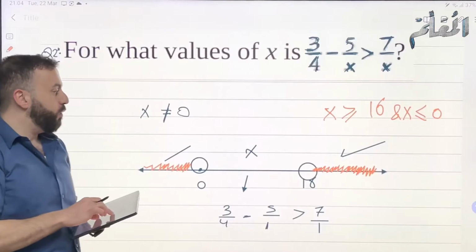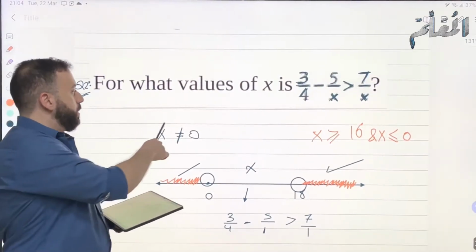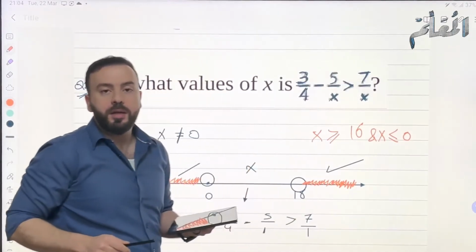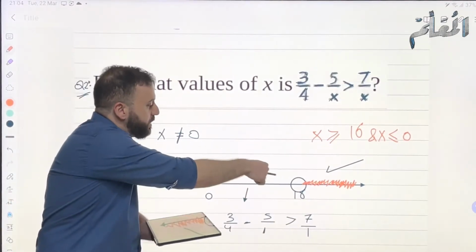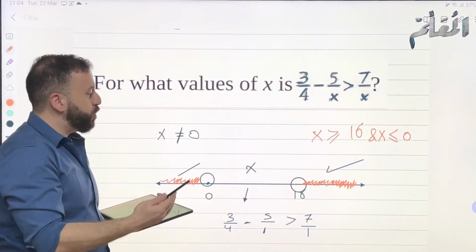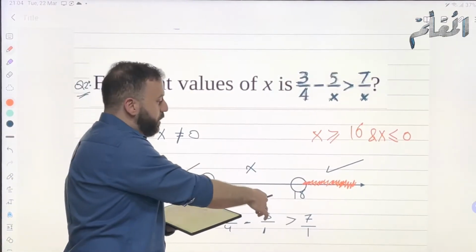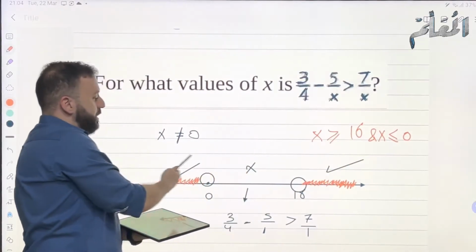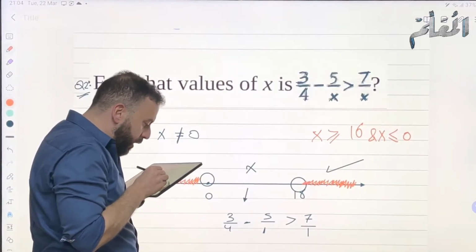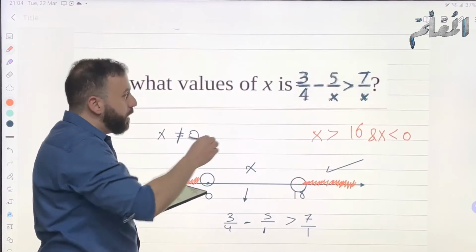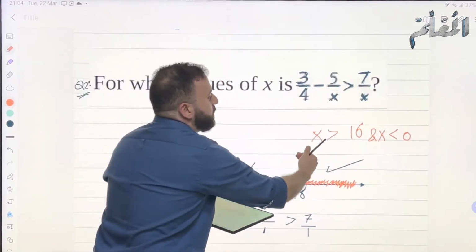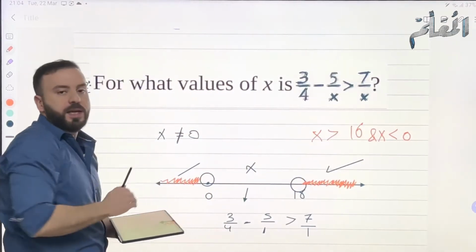This is how I solve the inequalities. The first step, find the values where the denominator is 0 and the solution of the equation, which is 16. Then I put 16 and 0 on a number line. Then I check the numbers before 0, between 0 and 16, and after 16. Then I get the solution x greater than 16 and x less than 0. Sorry, there is no equal sign, because there are holes, it's not shaded.